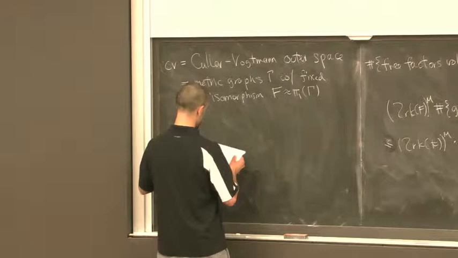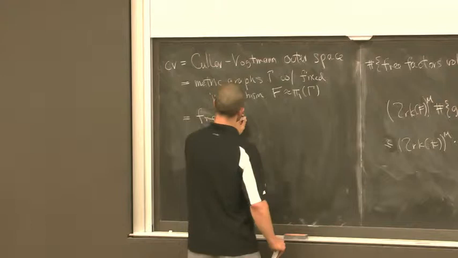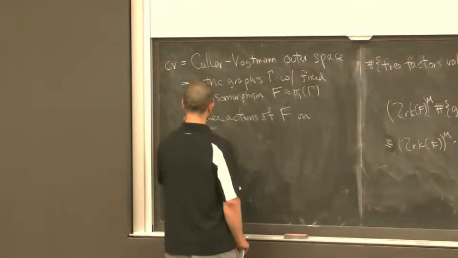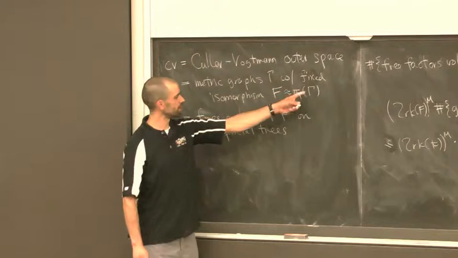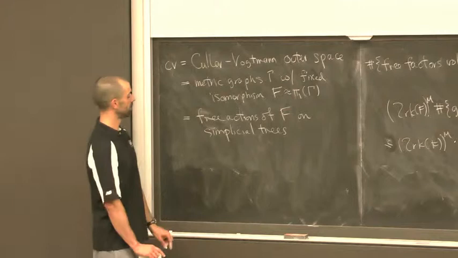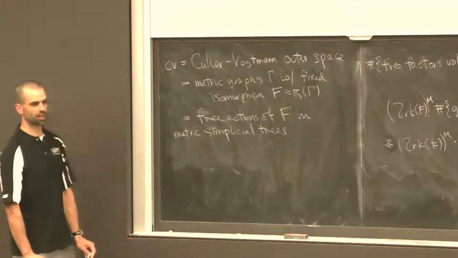So I can think about this as free actions of F on simplicial trees. Okay. By taking the universal cover, I get the tree, and by taking the quotient, I get a graph. They're metric trees, yes, I should say metric. I wanted to say simplicial so that I'm not talking about general R-trees. But yes, they have a metric on them.